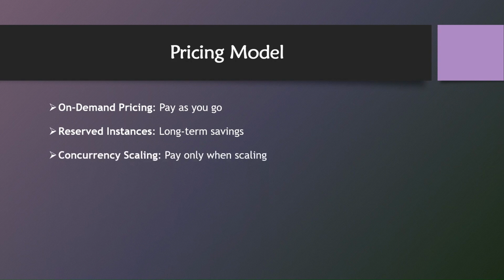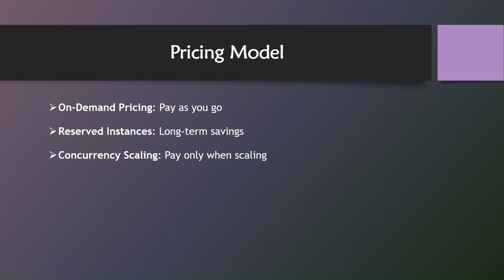And we have concurrency scaling, which helps manage periods of high demand or concurrent queries by automatically adding additional compute resources when needed. These features ensure that performance remains consistent during spikes in workload, such as during business reporting time. You only pay for extra capacity when it's used, which helps optimize cost.